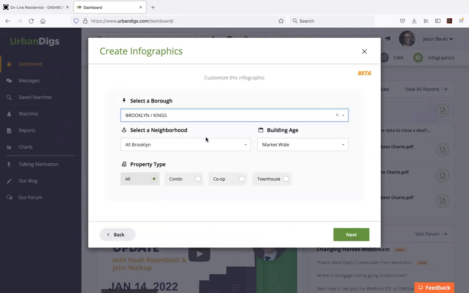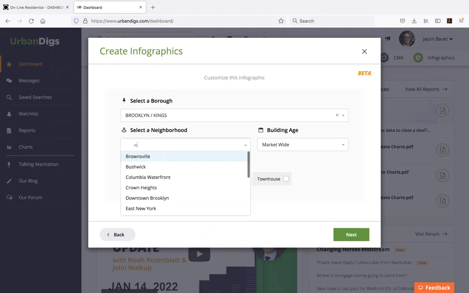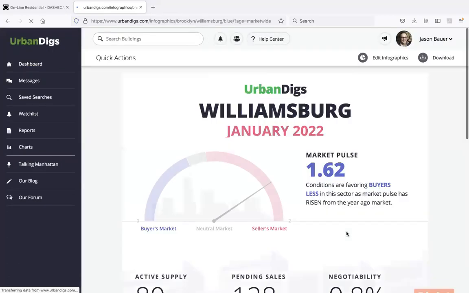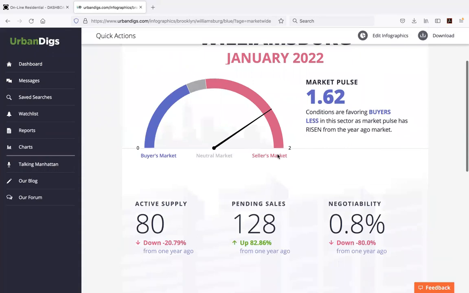You're going to select a borough and then an area. Let's go back to Williamsburg. You can pick if you want only new developments, only resales, or the whole market. You can also specify condos, co-ops, and townhouses. So let's look at the whole market. So what's happening in Williamsburg?